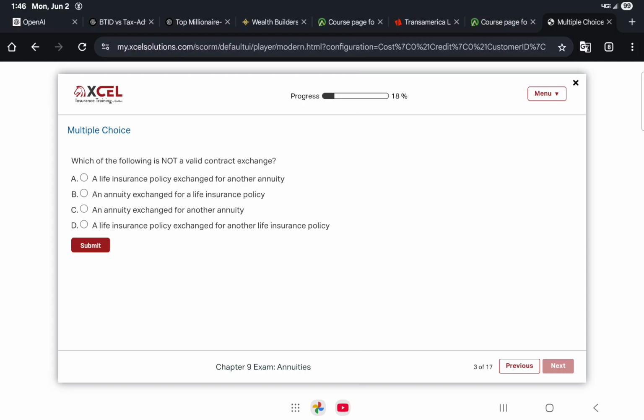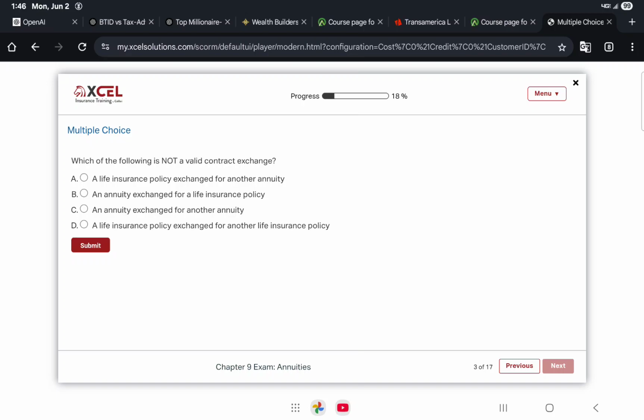Those are valid contracts. You can go from an annuity to an annuity, a 401k to an annuity, an IRA to an annuity, vice versa. A life insurance policy to a life insurance policy. You're not going to go from a term to a permanent policy. That would be a conversion. When we do an exchange, it's a like for a like. So a whole life can be exchanged for an IUL. So the other two, a life insurance policy exchange for an annuity.